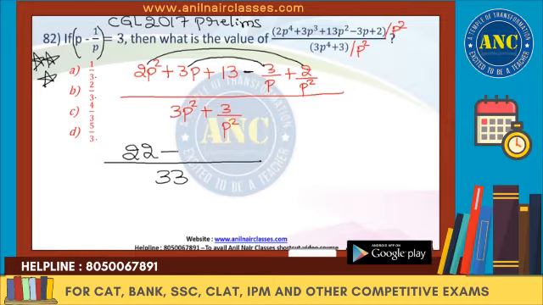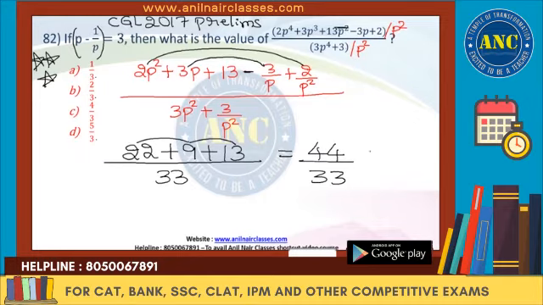So 3 into 3 is 9 plus 13. So final answer becomes 13 plus 9 is 22. 22 plus 22 is 44. 44 divided by 33. 11 into 4 is 44. 11 into 3 is 33. Answer is 4 by 3.